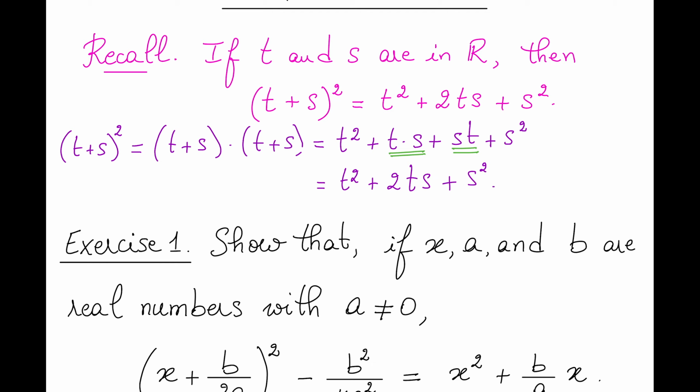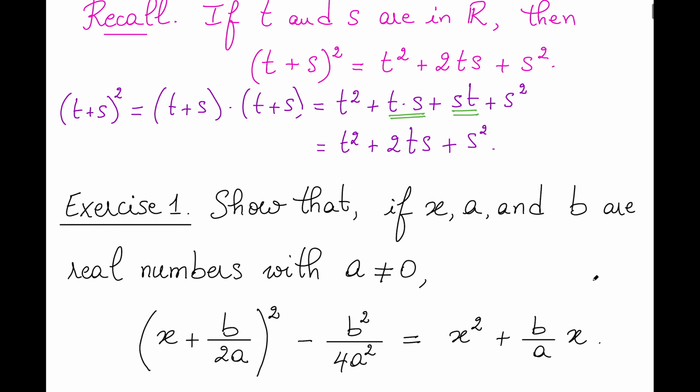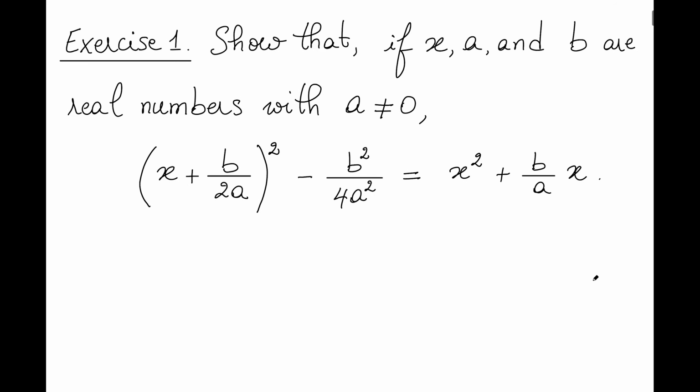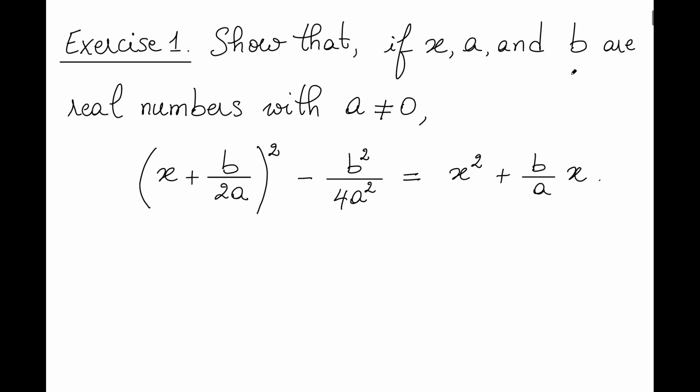So we get this. Moving on, let's do exercise 1. Show that for any triplet x, a, and b, real numbers, such that a is not 0, this identity holds. I hope you see why I'm requiring a not to be 0: because I'm dividing by a, and if a is 0, then I'm going to get an undefined expression. This is why a must not be 0.